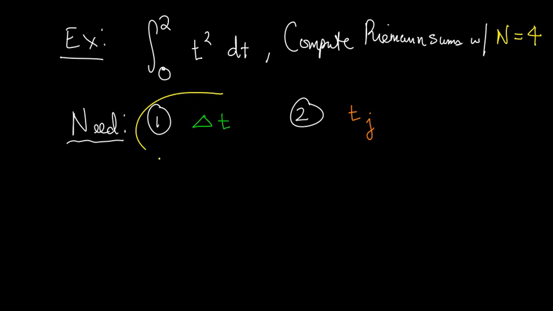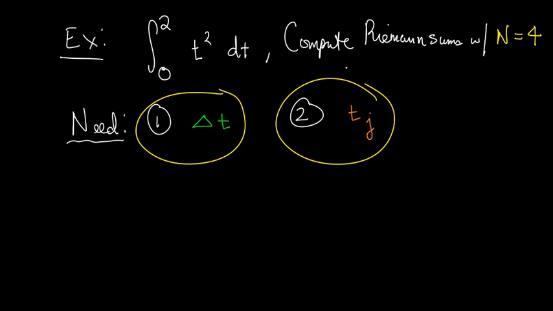We're going to need to know the delta t, which is the length of each interval, and of course the tj's, which are the x values we're going to plug into our function that we're integrating, in this case t squared, in order to get the height. So this thing is for the length. This part is for the height. It's not exactly the height, but it's for the height. So let me put for height. This is for the length. Okay, so how are we going to do that?